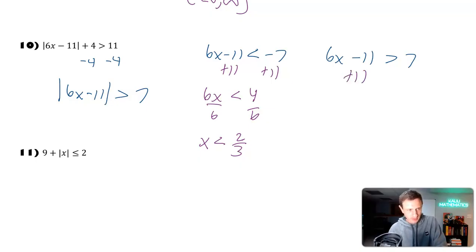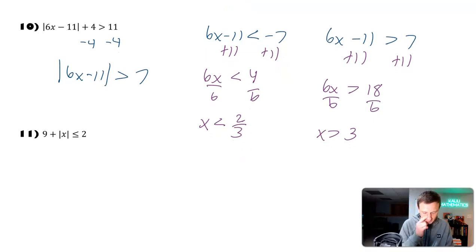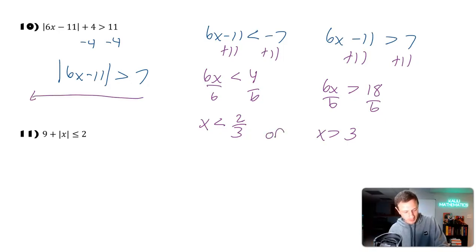And then on this one, we add 11 to both sides. I get 6x greater than 18. Divide by 6, x is greater than 3. So x can be less than 2/3, or x can be greater than 3. So if I were to put this on a number line, here is 2/3, here is 3. So it could be numbers less than 2/3, or it could be values greater than 3.